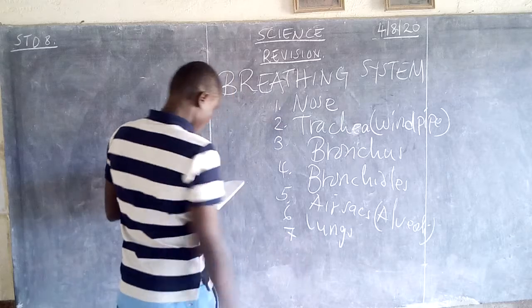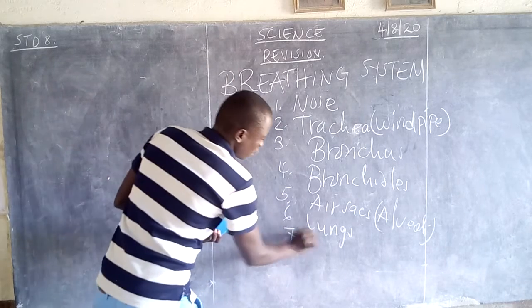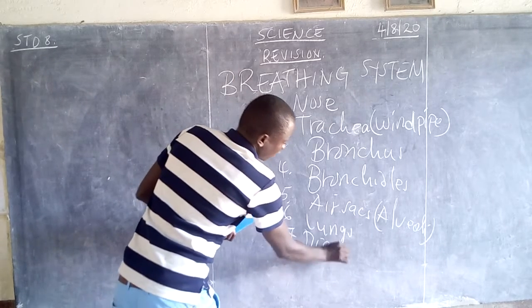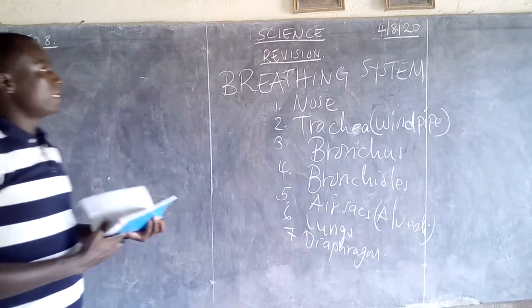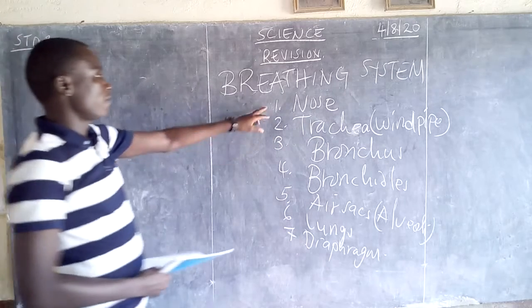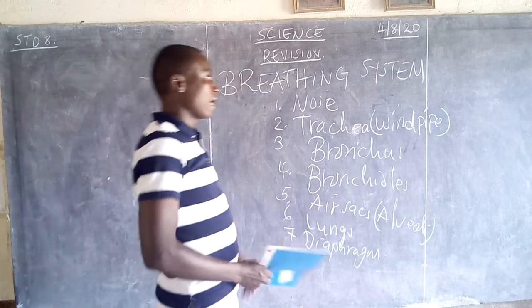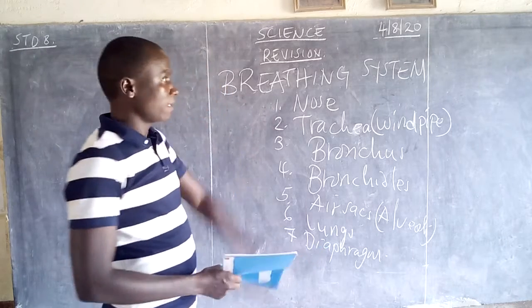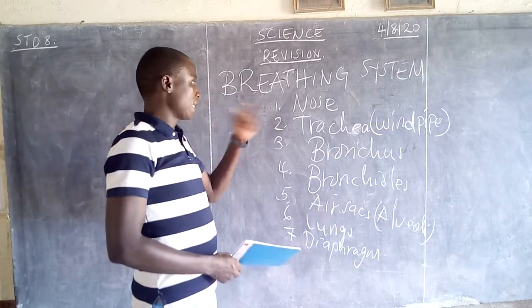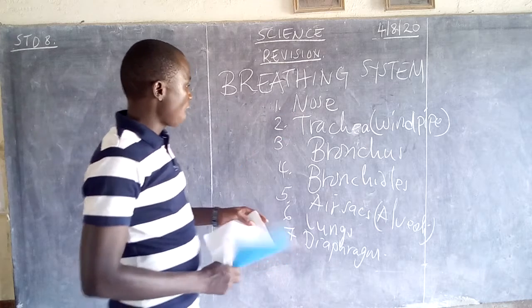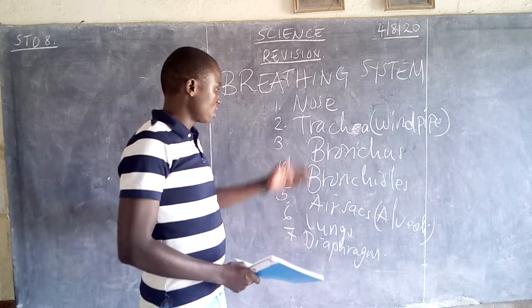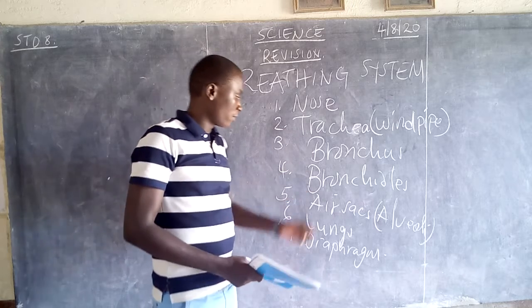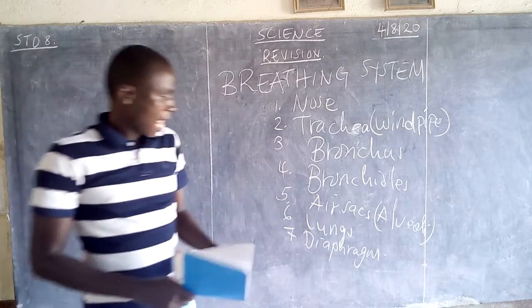And then number 7, we do have what we call the diaphragm. These are the parts of the breathing system. Nose is the first part, and you need to arrange them in order how they flow. When you start breathing, you start by taking in air through the nose, and that air goes into the lungs through the trachea, bronchus, bronchioles, and then reaches the air sacs.